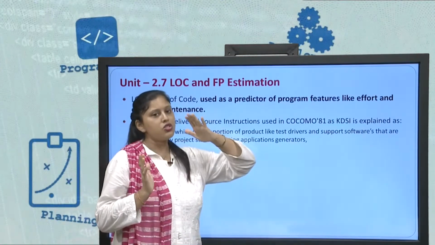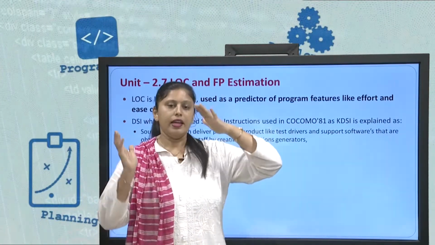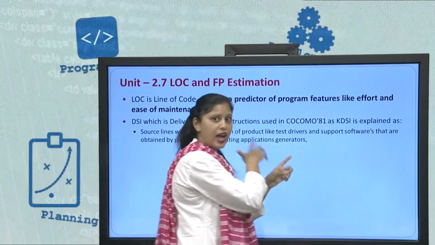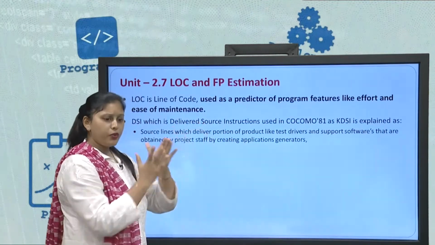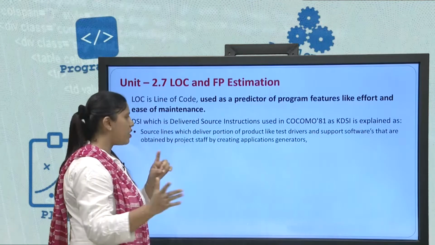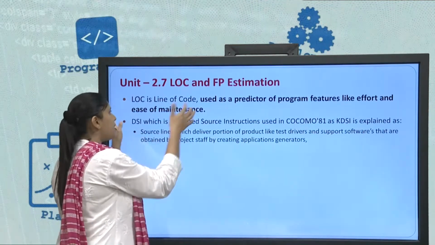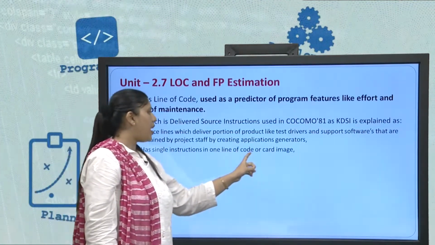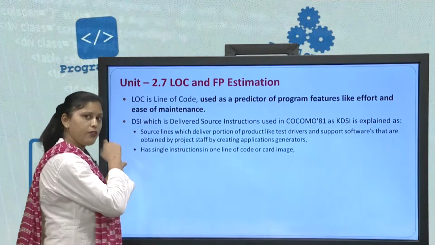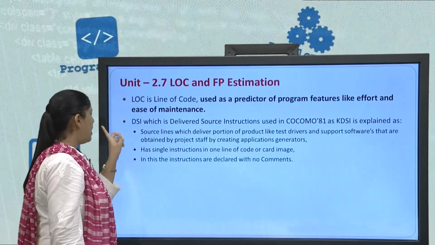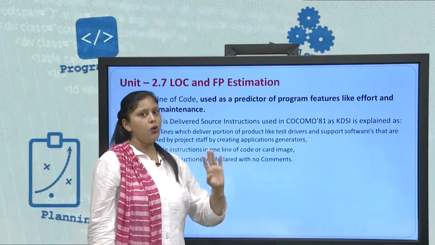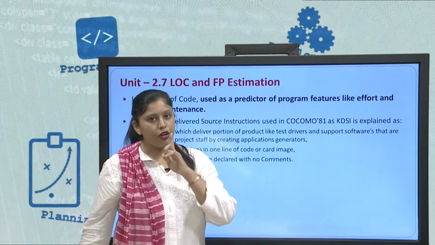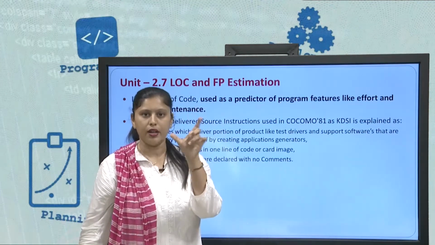So, my line of code is not only what I code, it even includes all the test drivers and all the support software that I have used. The lines of code of all those supporting software, their source code, everything is included in LOC. It has single instructions in one line of code or a card image. It will have only one instruction per line. In this, the instructions are declared with no comments. So, we are not supposed to have any comments in our line of code. Mind it, line of code means what you have originally coded, not the comments.